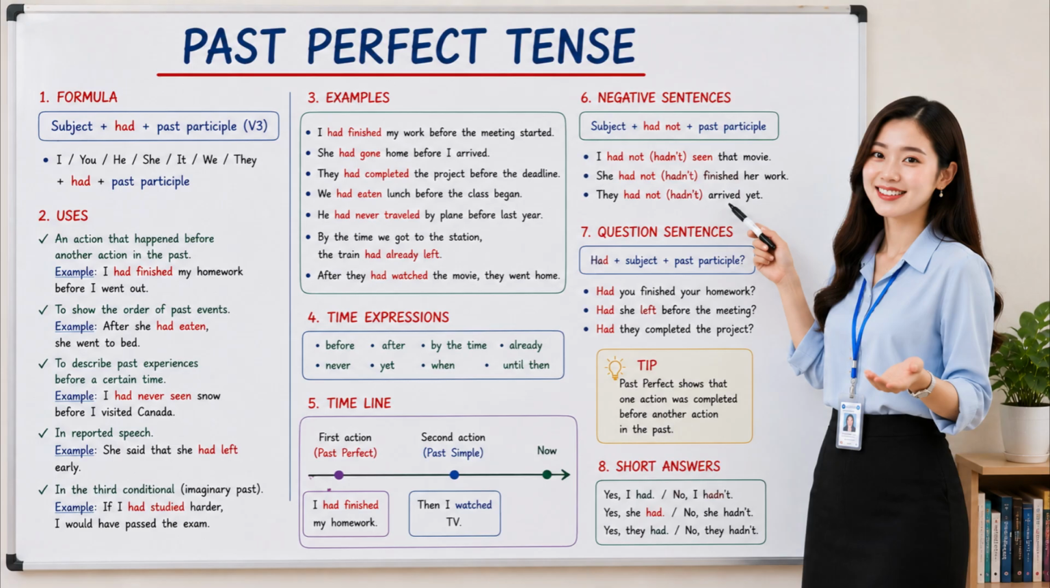Keep studying, keep practicing, and do not be afraid to make mistakes. Every mistake is an opportunity to learn and improve. With time and effort, you will be able to use the past perfect tense naturally and accurately in everyday English. Happy learning, and continue your journey toward becoming a confident English speaker.